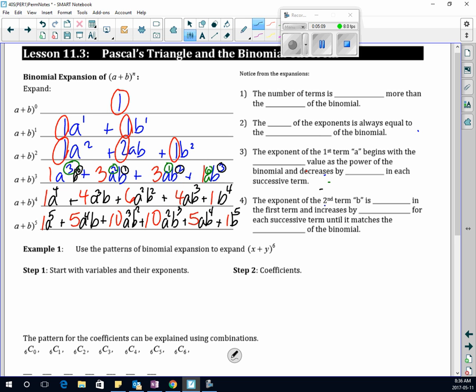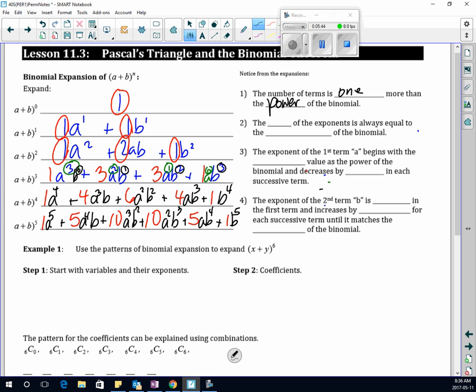Okay, so let's notice from the expansions, the number of terms is blank more than the blank of the binomial. I'll say power. What is it? It is 1 more. So what I'm saying here, do you see the power of the binomial is 0? I have 1 term. The power of the binomial is 1. I have 2 terms. The power of the binomial is 2. I have 3 terms. Yada, yada, yada. So if the power of the binomial was 99, how many terms would I have? 100. That's a great multiple choice question.